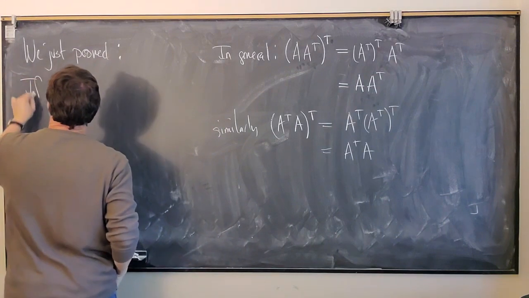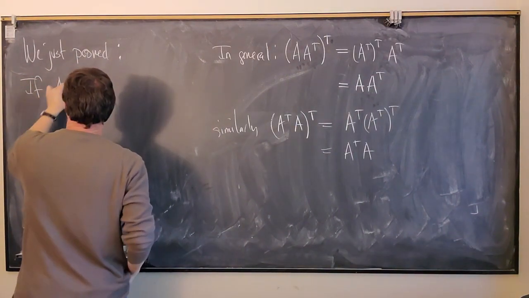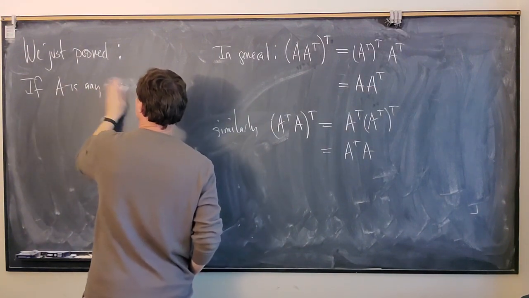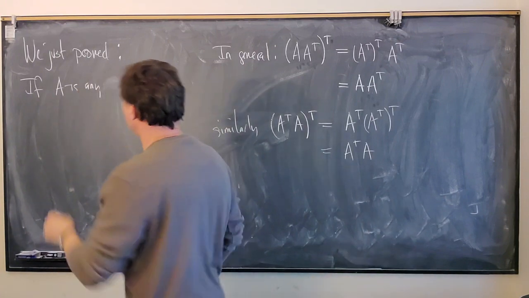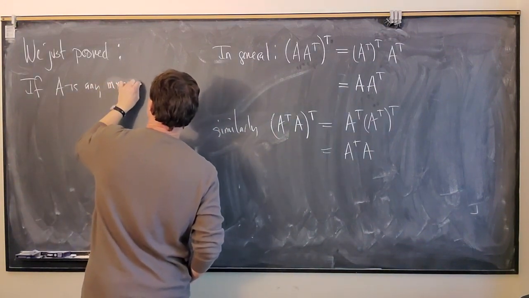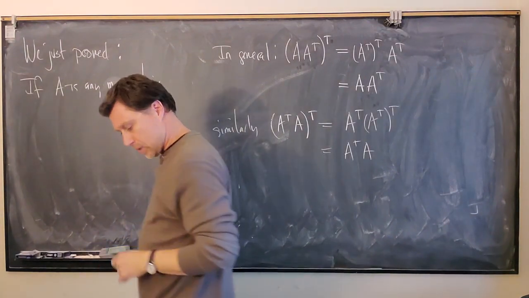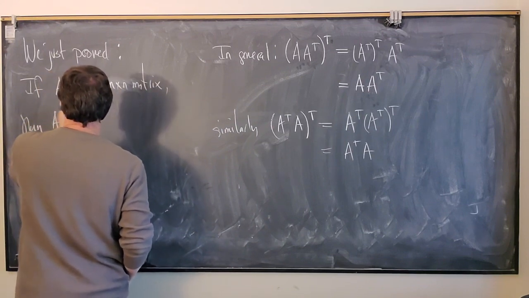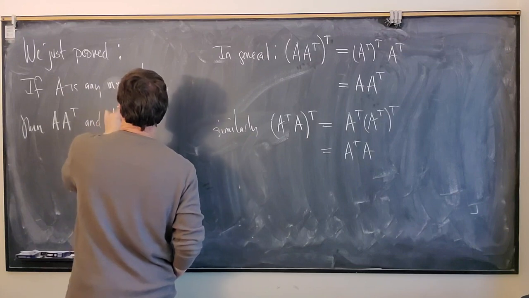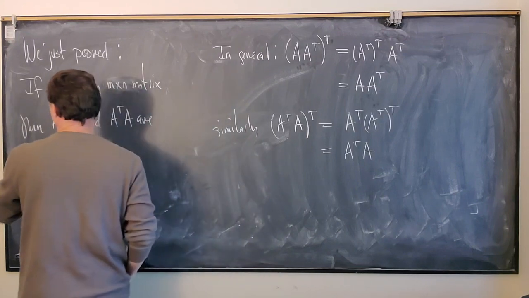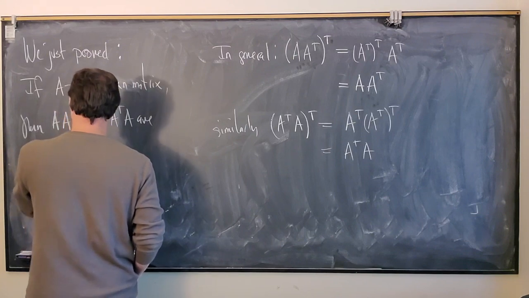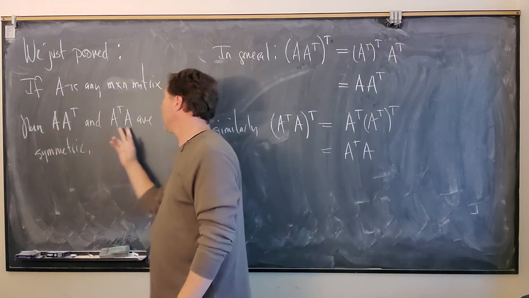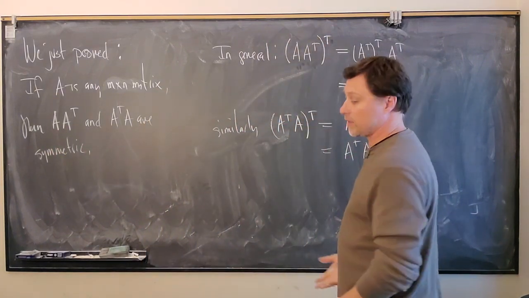So if A is any m by n matrix, then A times A transpose and A transpose A are symmetric. It's really not obvious. I mean, if you just write this down, it's not obvious that this is symmetric, but once you do the computation, it actually works out very easily. So it's actually easy to show.